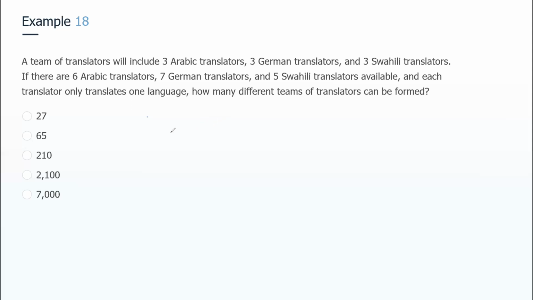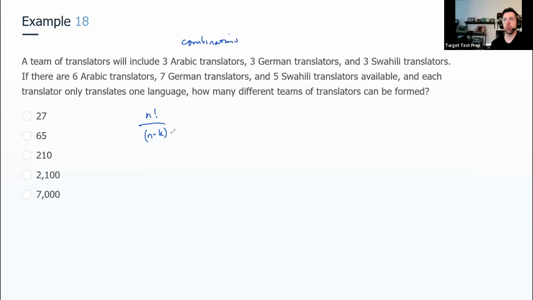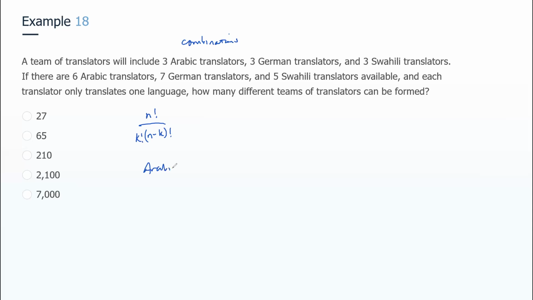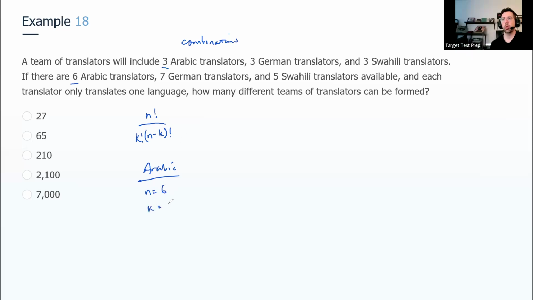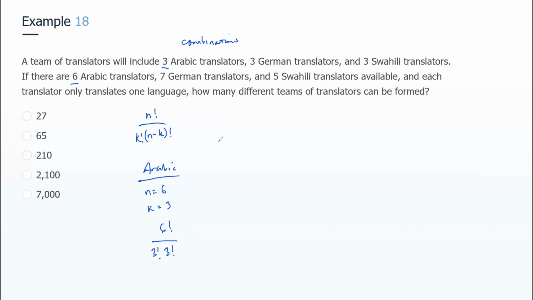So I set it up as 3 different combinations, one for each group. I'll just write it down. So the first group, the Arabic translators, is 6 factorial over 3 factorial times 3 factorial. Right, so for Arabic, it's 6 choose 3. And then the next group is German, so it's going to be set up as n equals 7, k equals 3. So it'll be 7 factorial over 3 factorial times 4 factorial. Last group is Swahili. So n equals 5, k equals 3. You have 5 factorial over 3 factorial times 2 factorial.